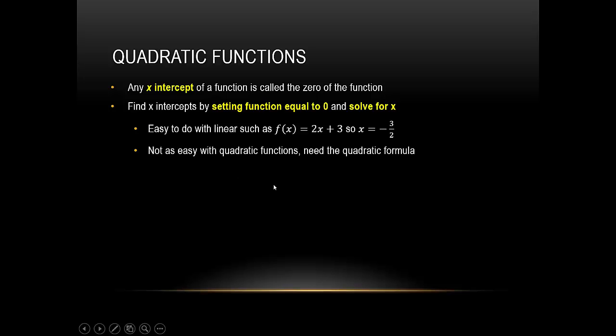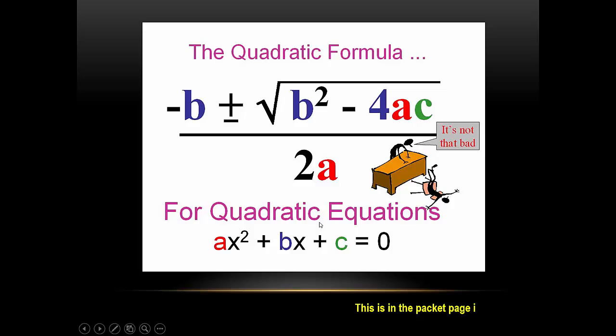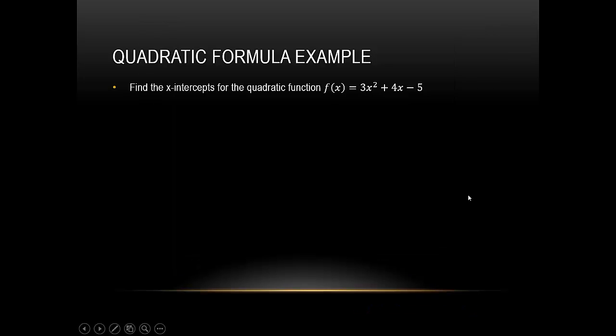However, it's not quite as easy with quadratic functions. There's certainly other ways if you can factor. You may remember something called completing the square, but what always works is the quadratic formula. So this is the ax squared plus bx plus c equals 0. I plug in minus b plus or minus the square root of b squared minus 4ac all over 2a. So let's see an example of using this. Find the x-intercepts for this quadratic function.